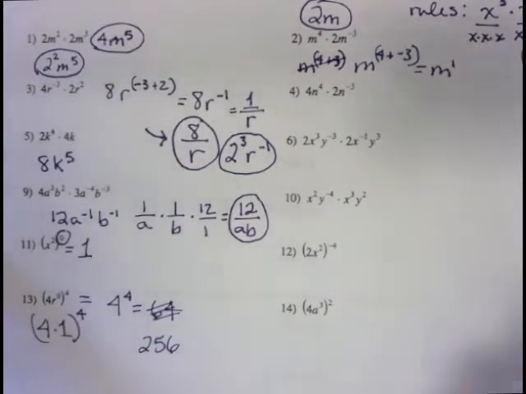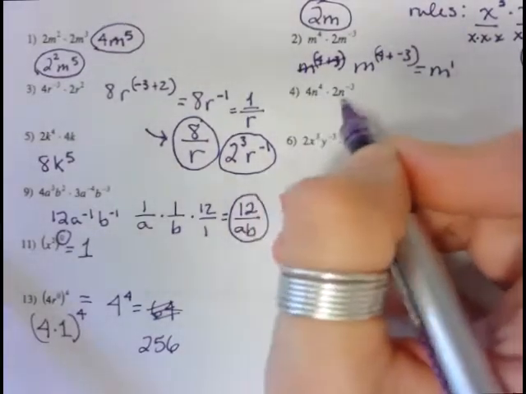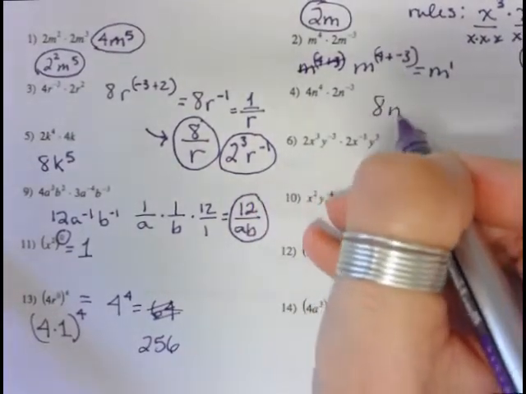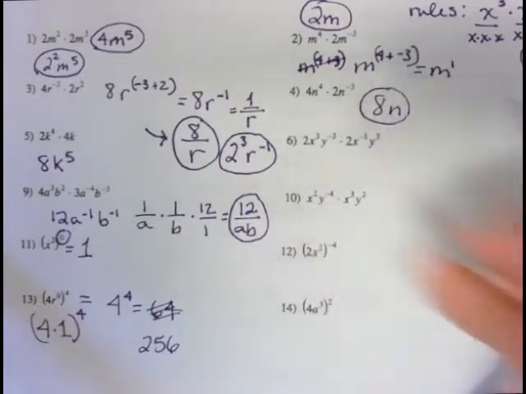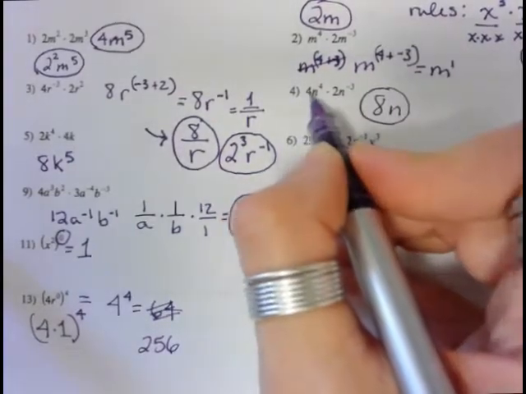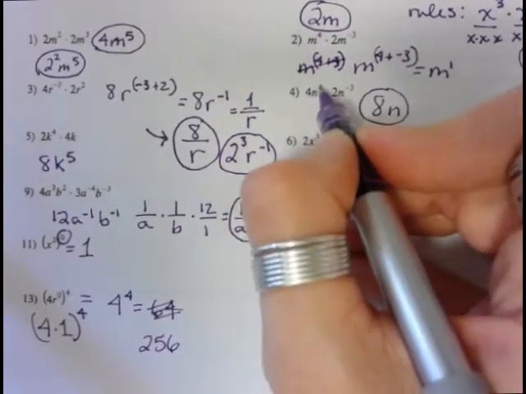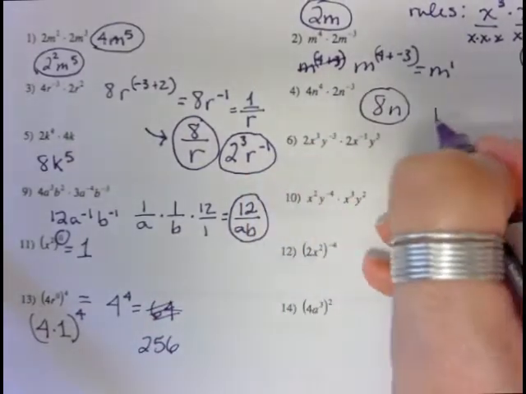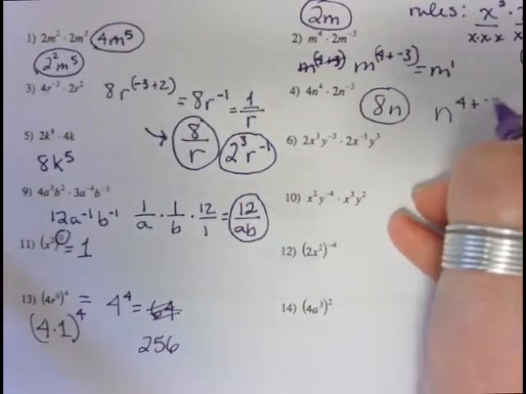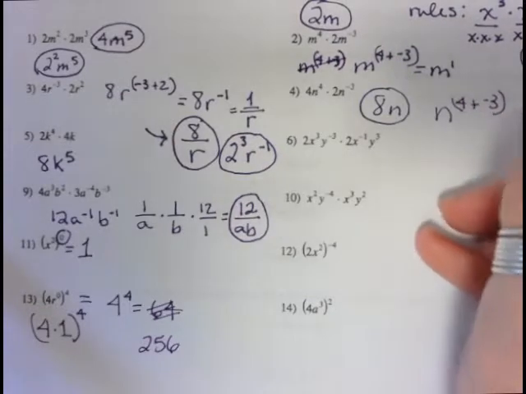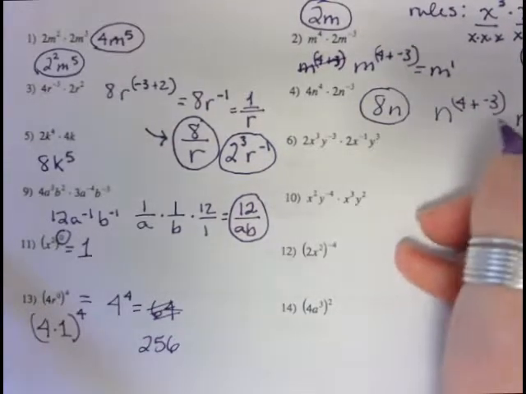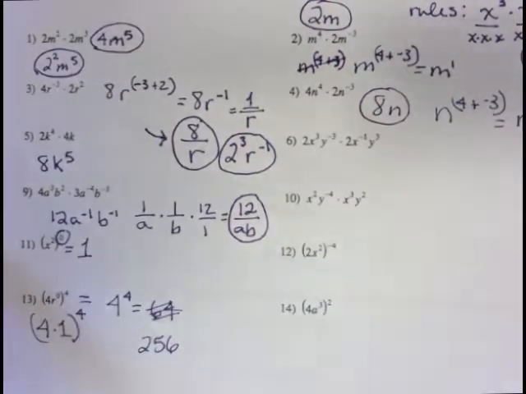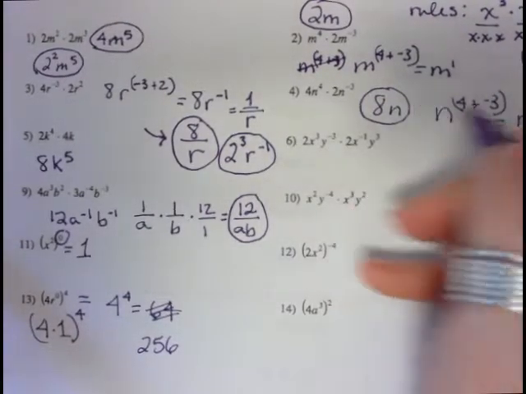Okay. Let's go up and do this one here. Okay, this is 8n. Do we understand why this is 8n? Let me show you some more. 4 times 2 is 8. N to the 4th times n to the negative 3. And I can write those in as my exponent. And of course, that comes out to be n to the 1st. So I write 8n.